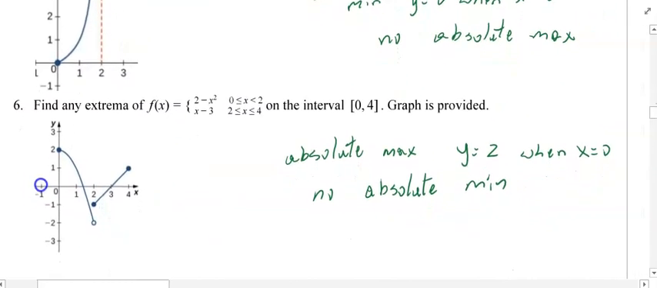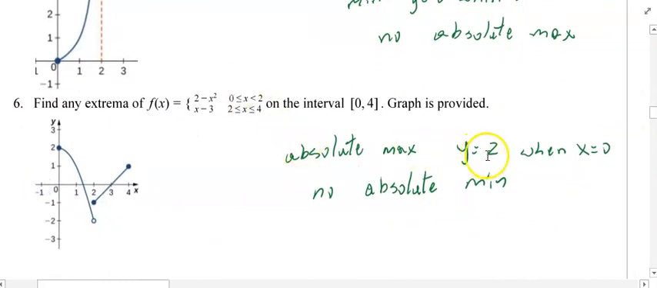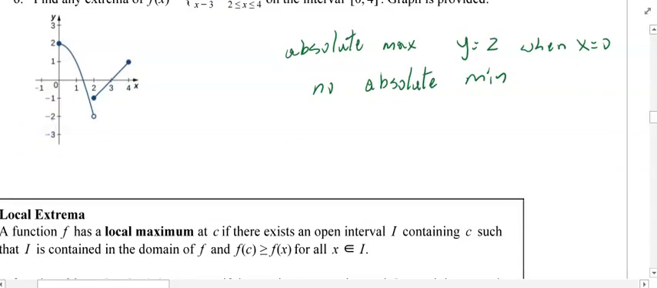The next problem, we can see that there is an absolute maximum at y equals 2 when x equals 0. However, the minimum on that function is an open circle. The minimum value for y is an open circle, so we say there's no absolute minimum.